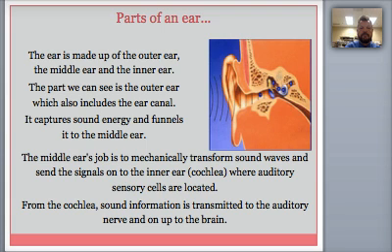Parts of the ear. The ear is made up of an outer ear, the middle ear, and an inner ear. The part we see is the outer ear, which also includes the ear channel. The function of the outer ear is to capture sound energy and funnel it to the middle ear. The middle ear's job is to mechanically transform sound waves and send signals onto the inner ear, where auditory sensory cells are located. From the cochleas, sound information is then transferred to the auditory nerves and up to the brain.